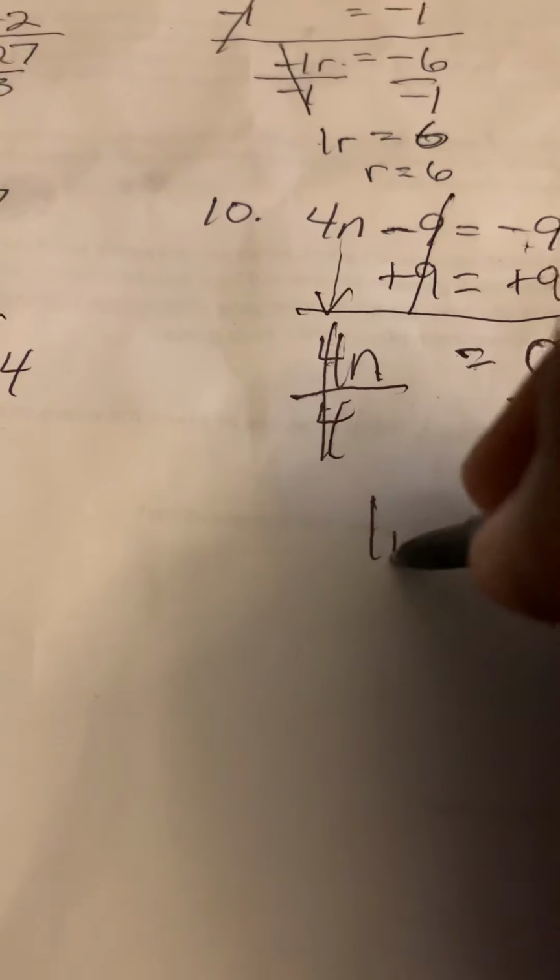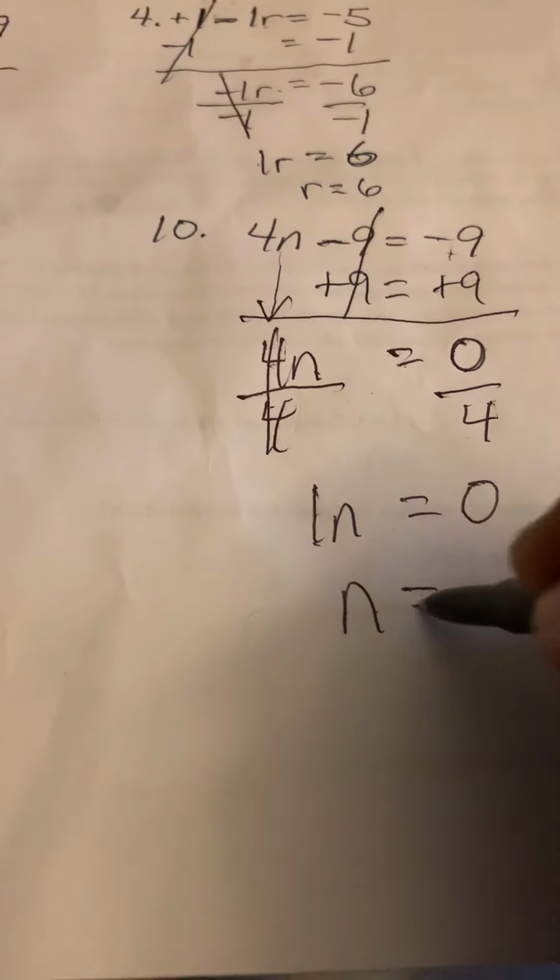That leaves us with 4n. This becomes 0 because minus 9 plus 9 is 0, equal to another 0. This is 4 times n. We've got to do the opposite, or the inverse, of multiplying by 4. So we're going to divide by 4, divide by 4. That becomes 1. That leaves us with 1n is equal to 0. Do we need the 1 there? No. So n is equal to 0.